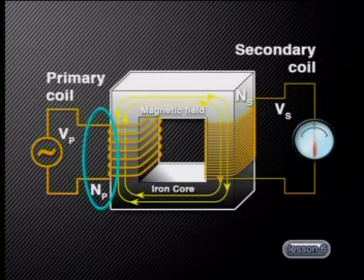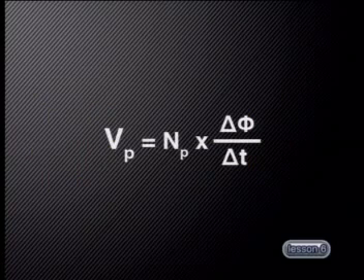In this primary coil, we use the symbol N subscript P to indicate the number of turns or windings in the coil, and so we can rewrite Faraday's law equation, especially for the primary coil, as Vp equals Np times delta phi over delta t.